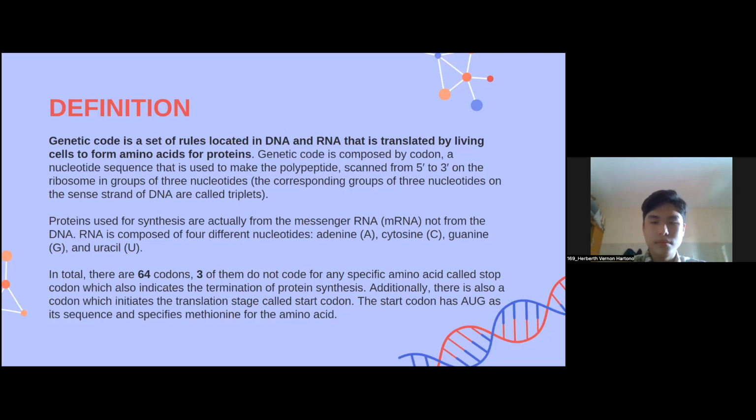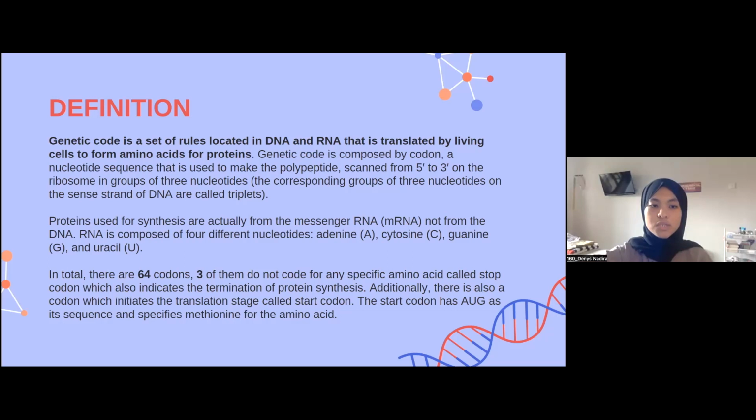In total, there are 64 codons. 3 of them do not code for any specific amino acid, called stop codons, which also indicate the termination of protein synthesis. Additionally, there is also a codon which initiates the translation stage, called the start codon. The start codon has AUG as its sequence and specifies methionine as the amino acid. Next.